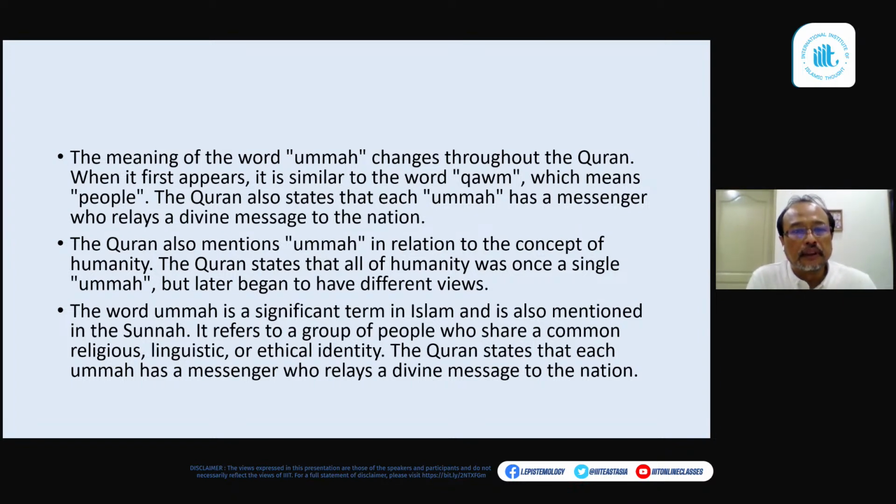Also, the Quran mentions Ummah in relation to the concept of humanity. There's a verse that states that all of humanity was once a single Ummah, but later began to have different views. So the word Ummah is a significant term in Islam, and it's also mentioned in the hadith of the Prophet sallallahu alaihi wasallam, referring to a group of people who share a common religious, linguistic, or ethical identity. The Quran states that each Ummah has a messenger who relays a divine message to the nation.